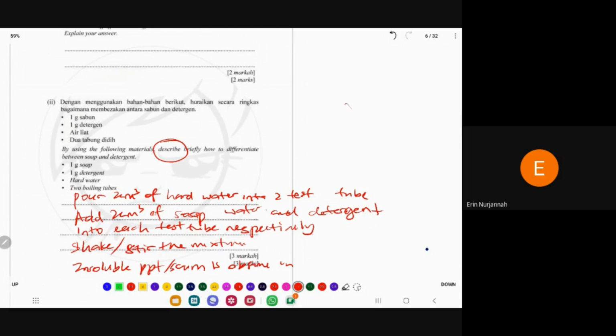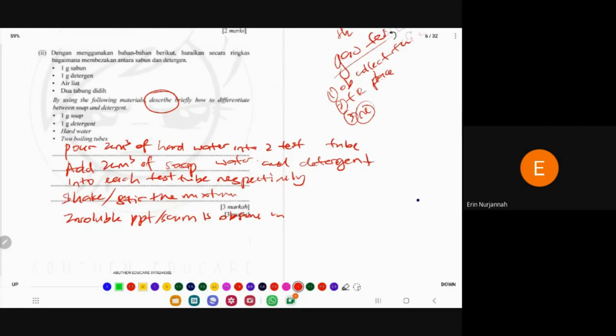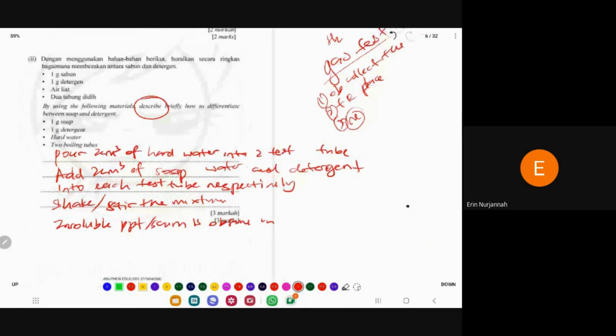What about gas test? You have to describe, meaning observation. What's the test? What's the result? Let's say I want to talk about hydrogen gas. Collect the colorless gas into a test tube. What is the test? Place a lighted wooden splinter near the mouth of the test tube. Next, a pop sound is heard. You know what I'm talking about?